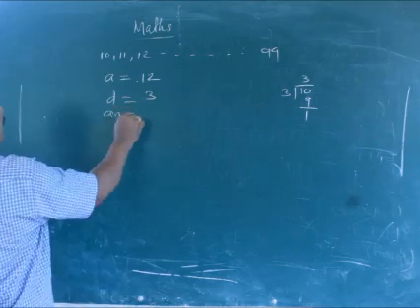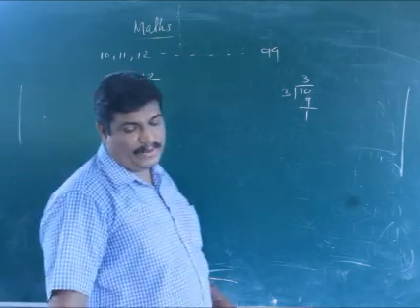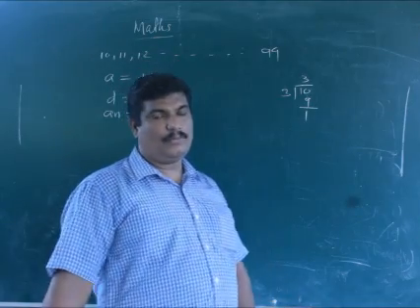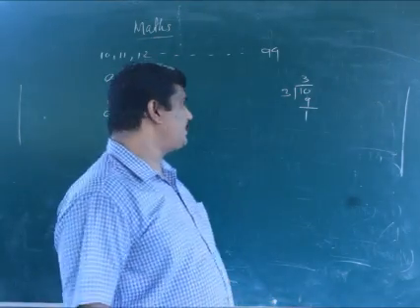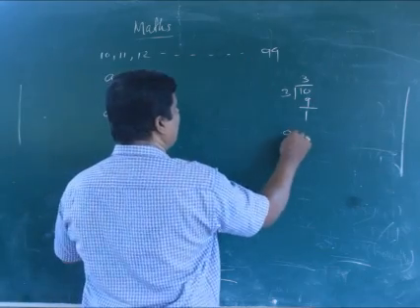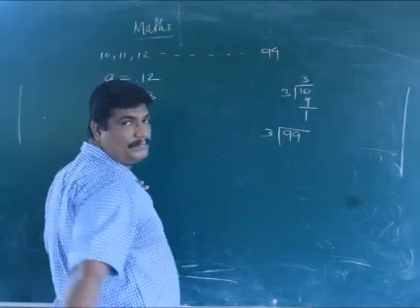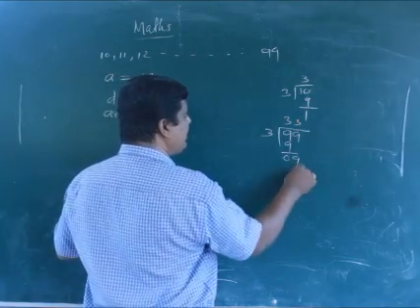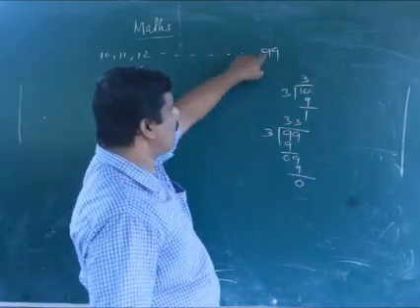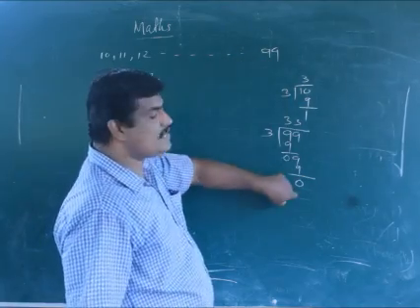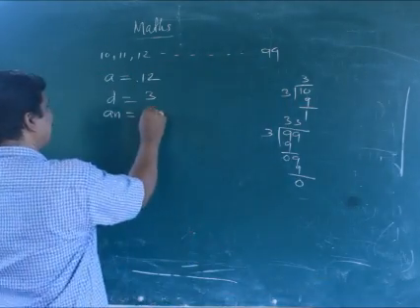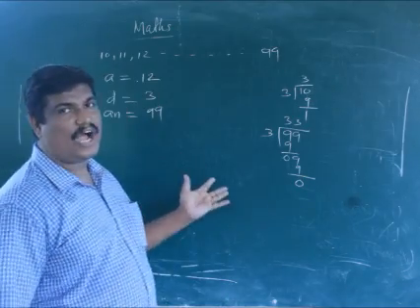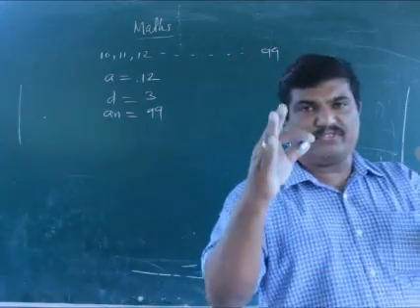Next find out AN, the last term. How many 2-digit numbers are divisible by 3? So the last number 99 is divided by 3. 3 3s are 9, 0, 9 3s are 9. The remainder is 0. So the last number is directly 99 minus 0, 99. Clear? Any doubt? No. Find out how many terms. Number of terms, find out n.